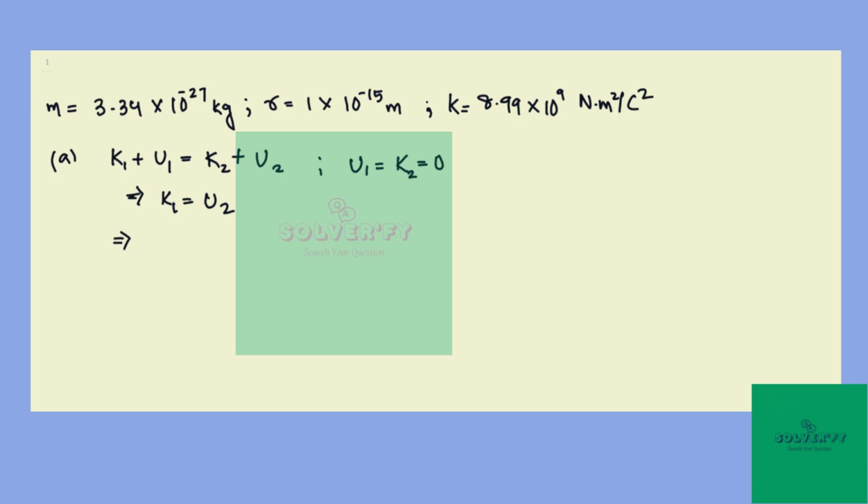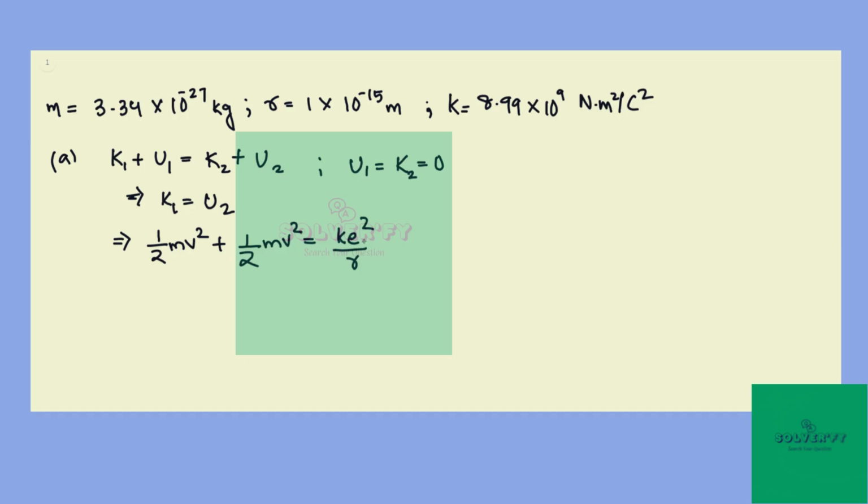And we know that K1 is the kinetic energy of the two nuclei, and they have the same mass and the same velocity. So the kinetic energy of each nucleus is going to be the same. And U2 is the potential energy which comes from Coulomb's law. So this is equal to ke square over r.